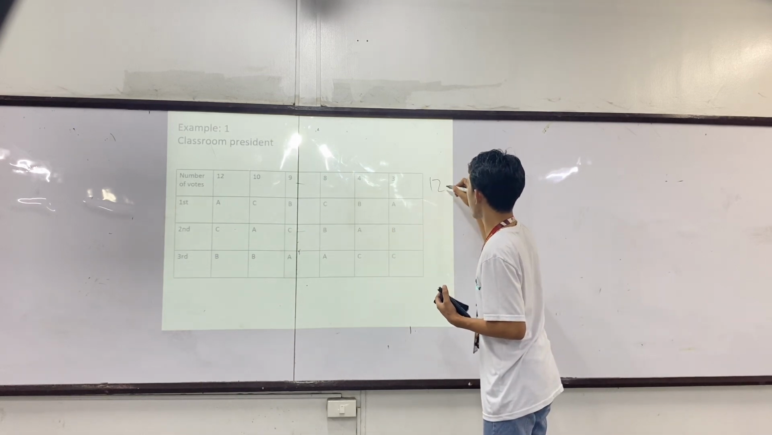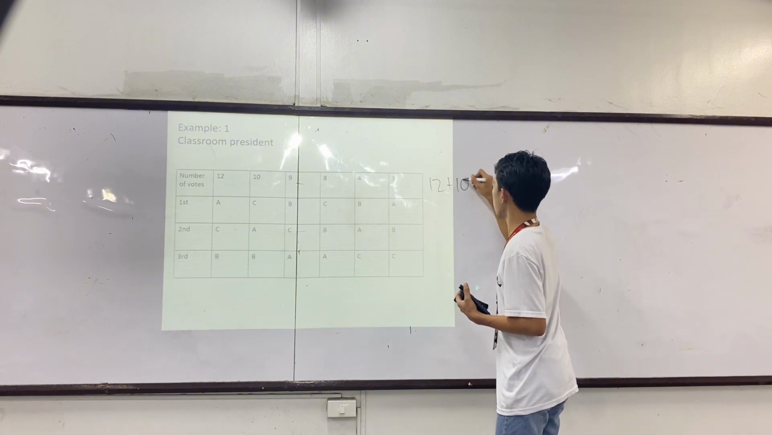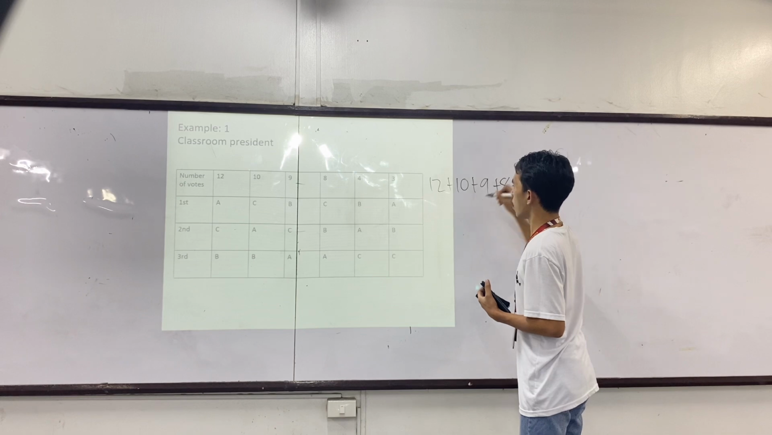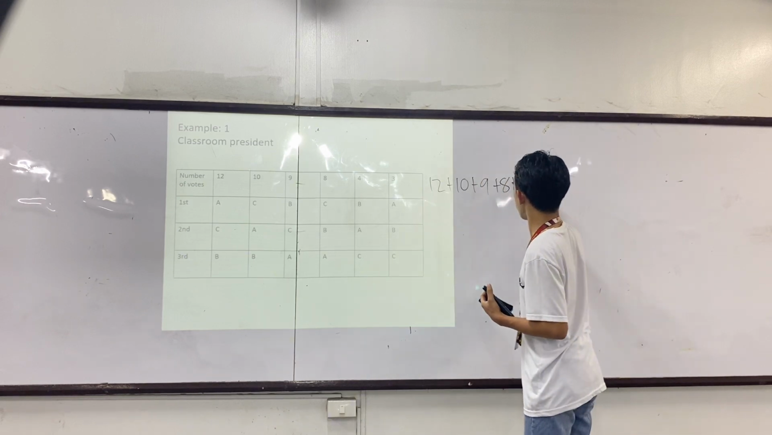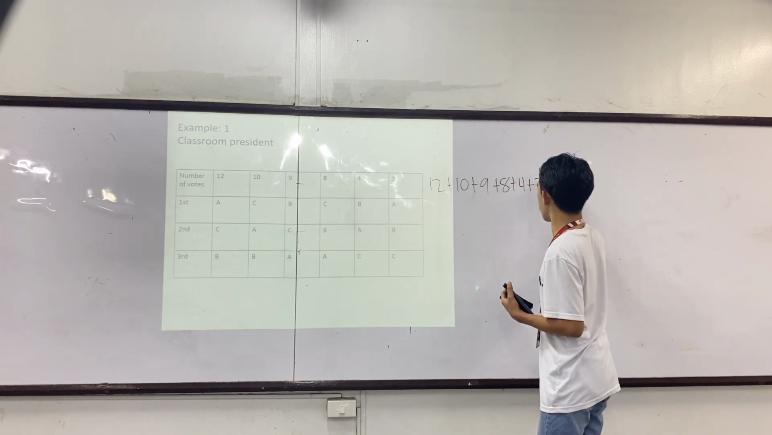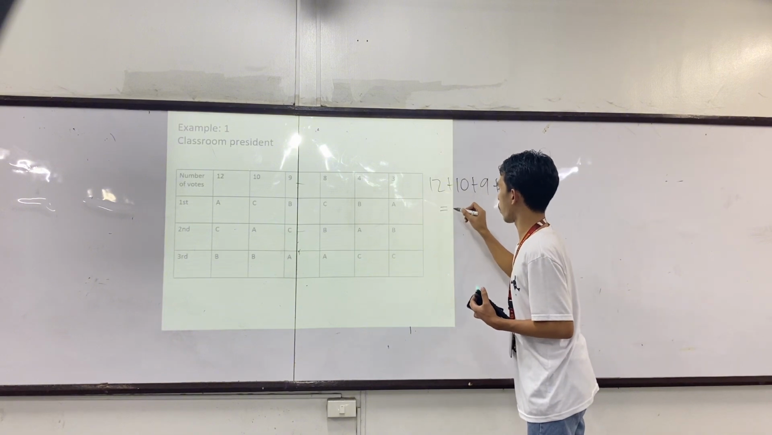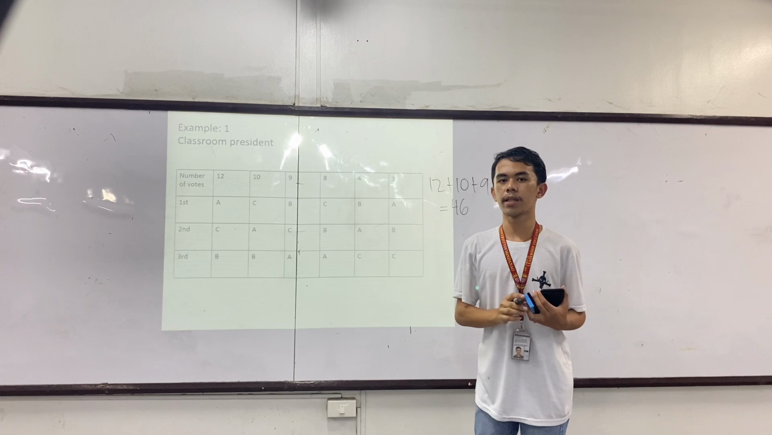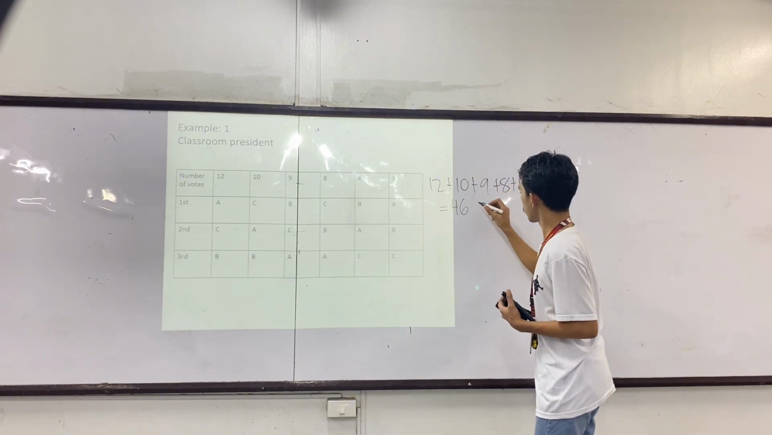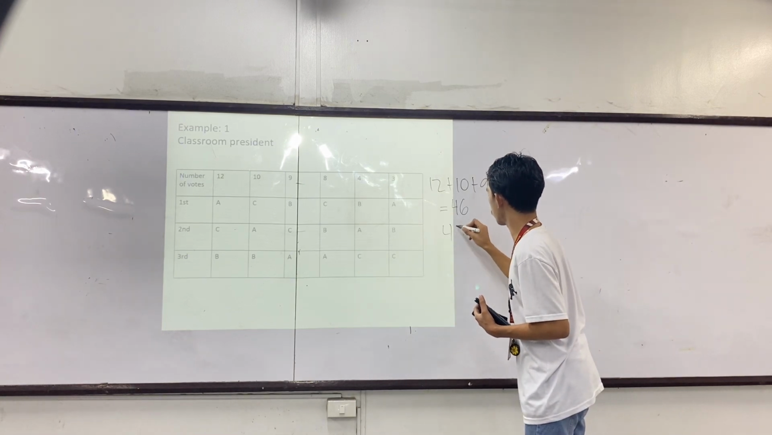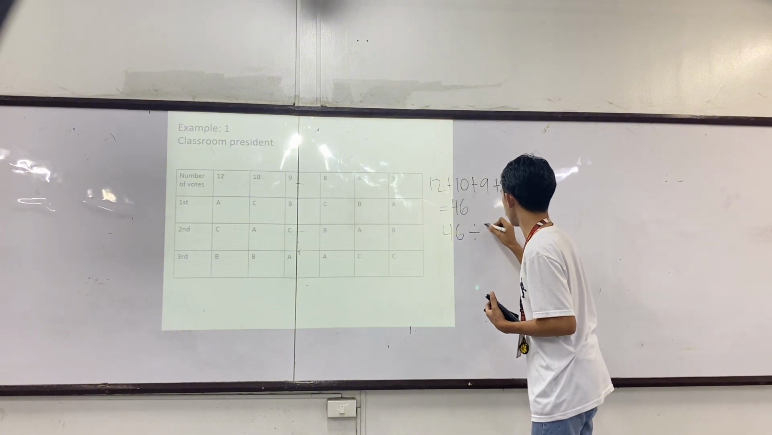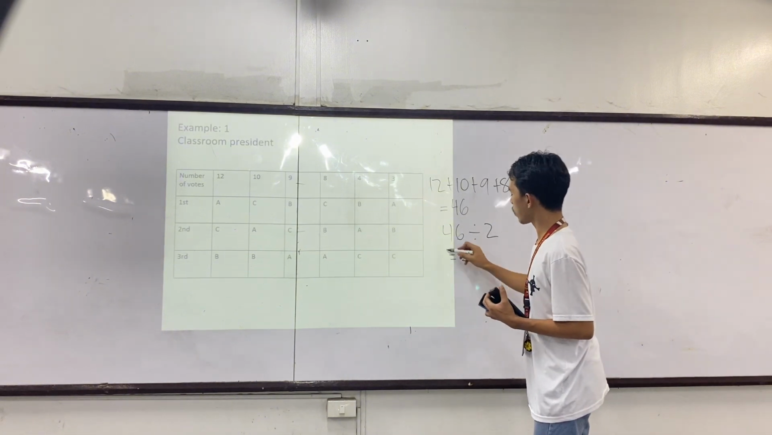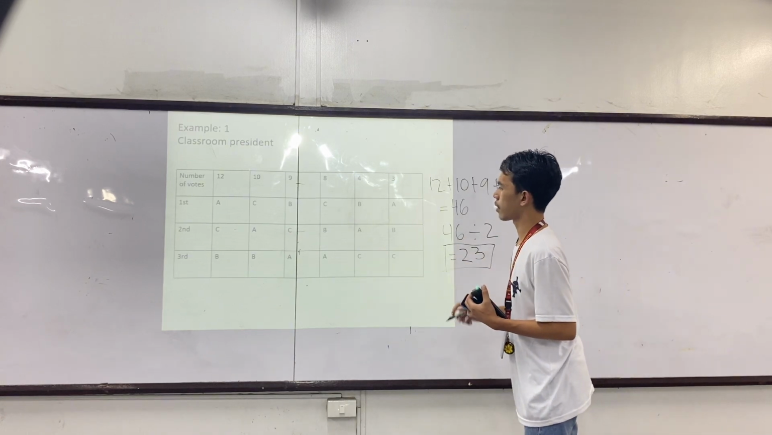So there's 12 plus 10 plus 9 plus 8 plus 4 and plus 3. So the total of this is equal to 46. To get the majority, we need to divide it by 2. So 46 divided by 2 is equal to 23. So the majority is 23.